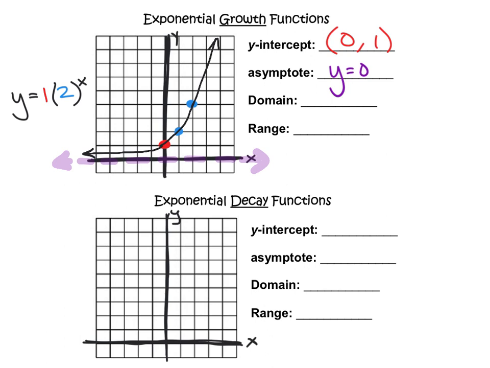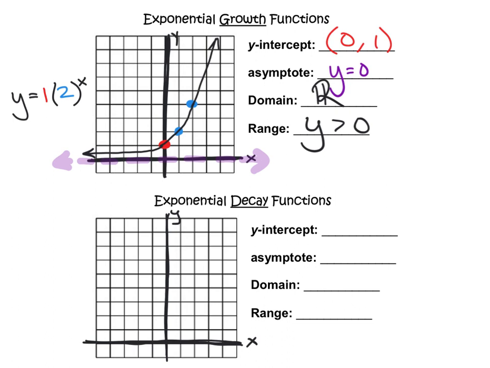For this attempt at a parent function for growth, the domain is going to be all real numbers, which is going to be the same answer for all of these exponentials. It's never going to change. But the range is either only above the asymptote or only below the asymptote. And today, it's always going to be above because we're going to be dealing with real life stuff. So my range is all y values greater than 0.